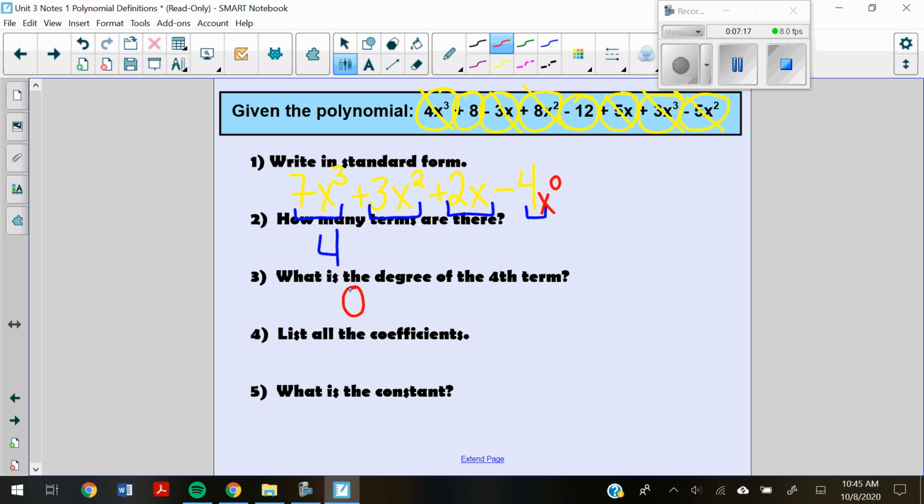All right, list all the coefficients. Coefficients are the numbers in front of the variables. So 7, 3, and 2. Negative 4 is not a coefficient because the variable is gone on that one. So negative 4 is going to be my constant.